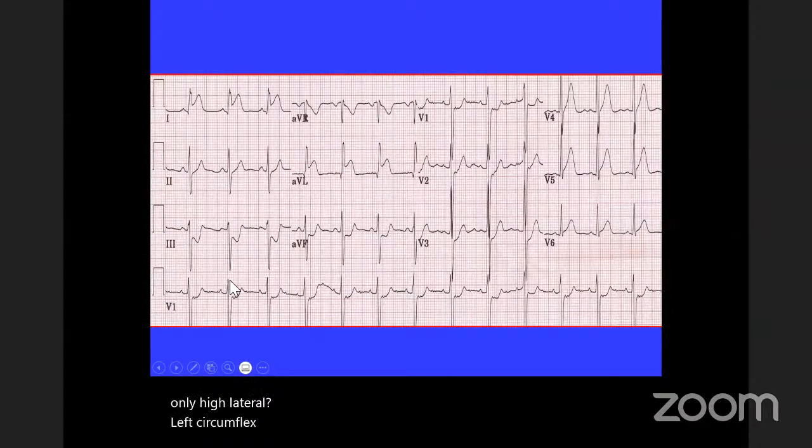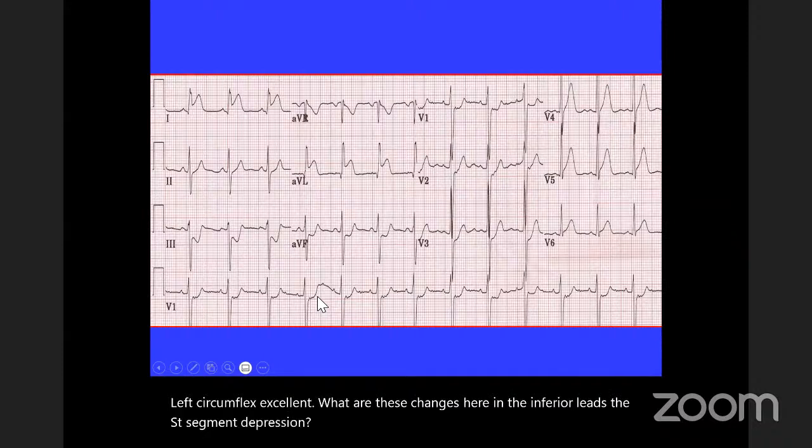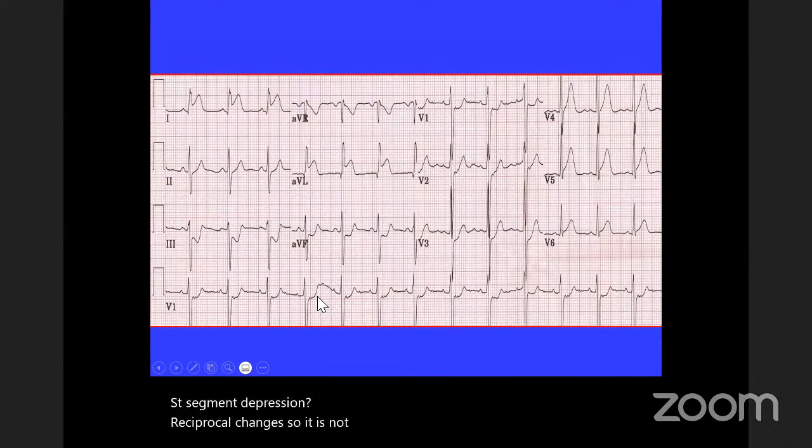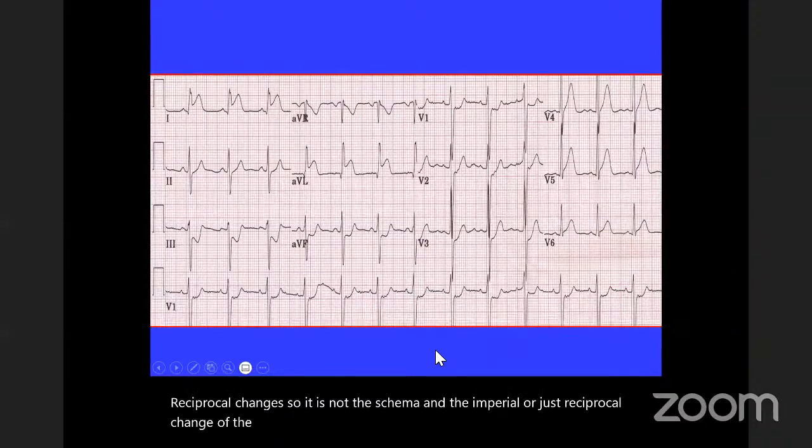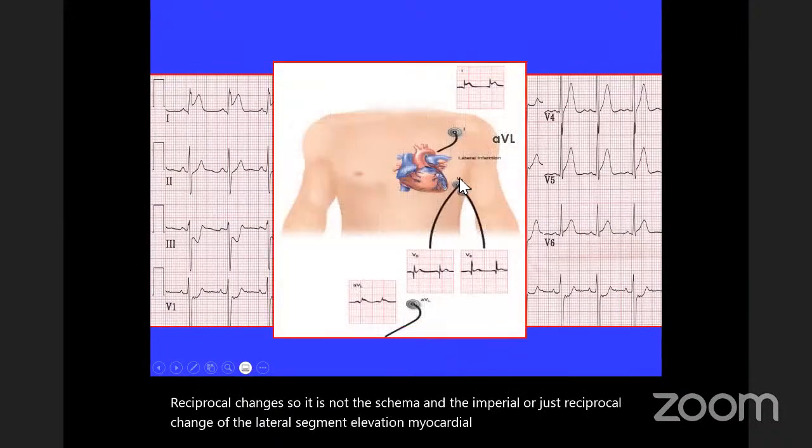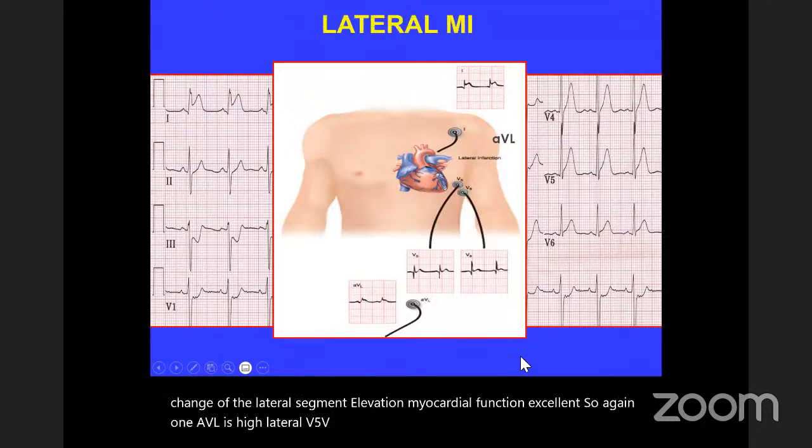What are these changes here in the inferior leads, the ST segment depression? Reciprocal changes. So it is not ischemia in the inferior wall, just reciprocal change of the lateral ST segment elevation myocardial infarction. Excellent. So again, 1 and aVL are high lateral, V5 and V6 are the lateral leads.